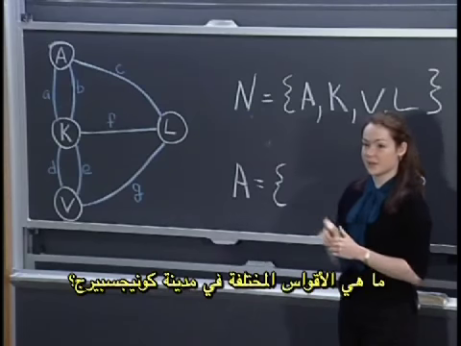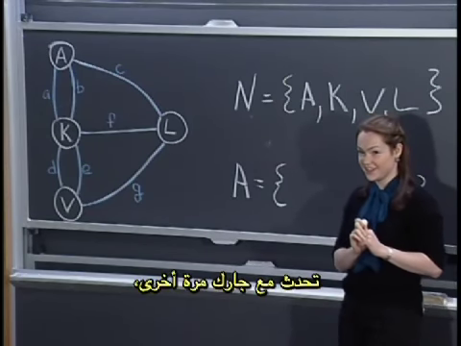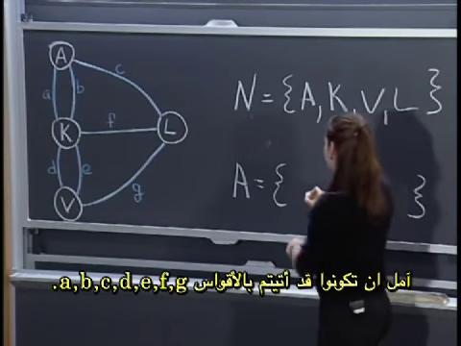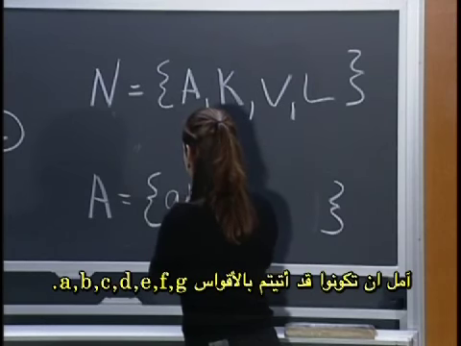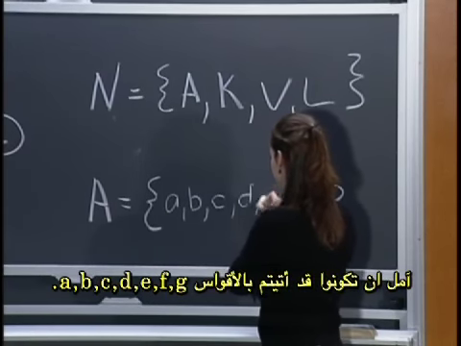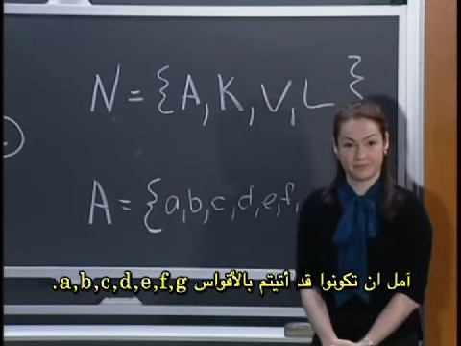What are the different arcs that we have in the city of Königsberg? Talk to your neighbor again. Come up with the different arcs. Hopefully, you were able to come up with arcs A, B, C, D, E, F, and G.